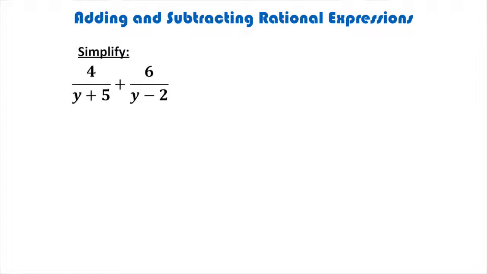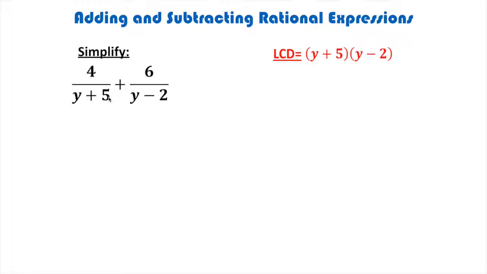First of all, we need to obtain the lowest common denominator. That's our first step. The lowest common denominator here, let's see, I've got y plus 5, y minus 2. I'm not really sure, so the best thing I can do right now is just to multiply the two together. That is my lowest common denominator in this case. Now I need to think about this. What do I have to multiply this side by right here, top and bottom, to get y plus 5 times y minus 2 on the bottom?